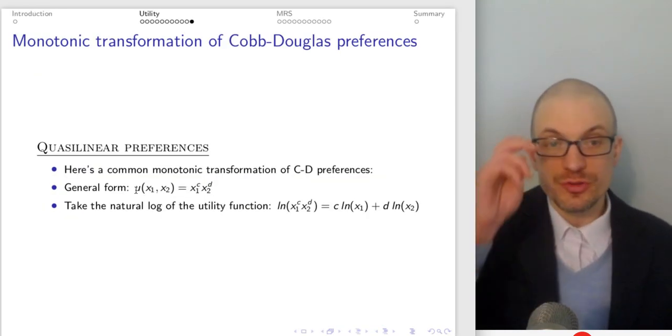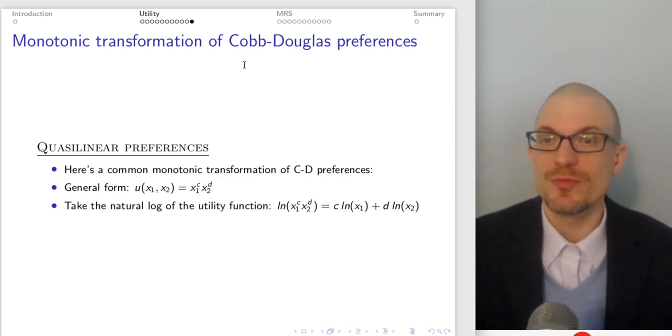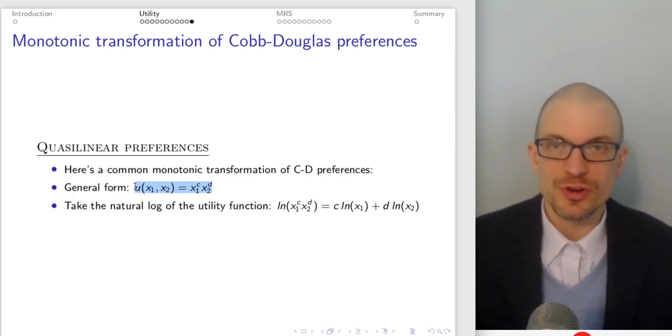All right, so here's one of the reasons why we talk about monotone transformations. You can take a monotone transformation of Cobb-Douglas preferences. Now remember I said the slope of the indifference curve is going to be the marginal rate of substitution. All right, so the slope of the level set is going to be the marginal rate of substitution.